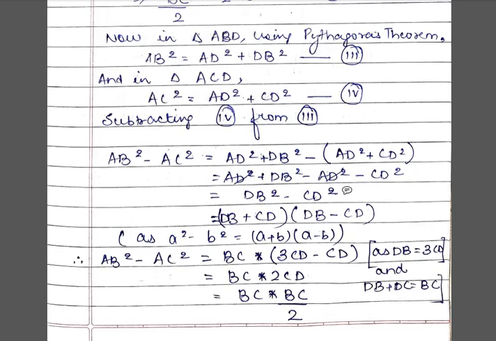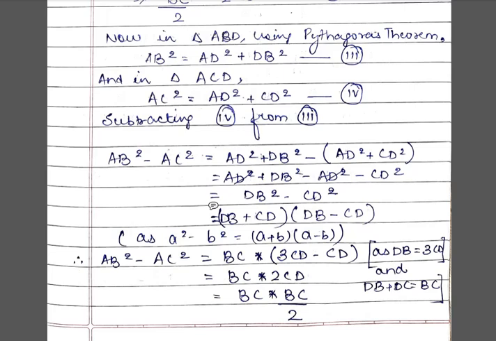Now this is of the form of the equation A square minus B square. A square minus B square is A plus B, A minus B. So I will write this as DB plus CD, DB minus CD. Fine. Now DB plus CD, if you can remember, first we had written is equal to BC. You can see the diagram also. DB plus CD is BC.